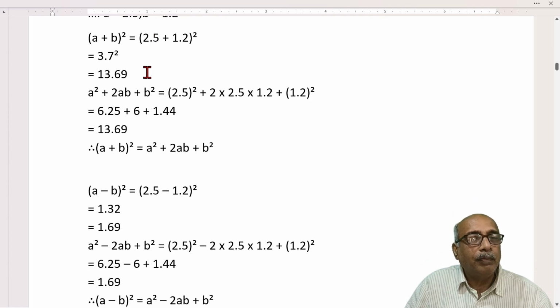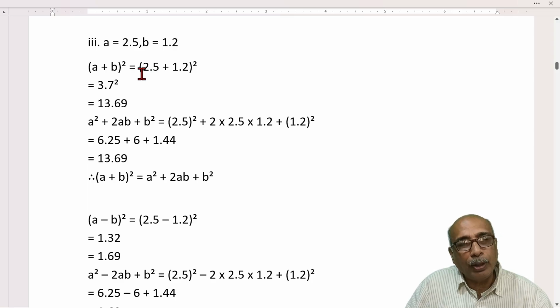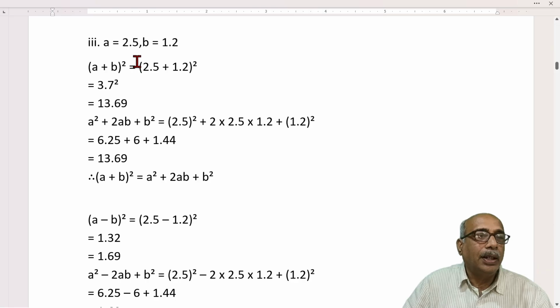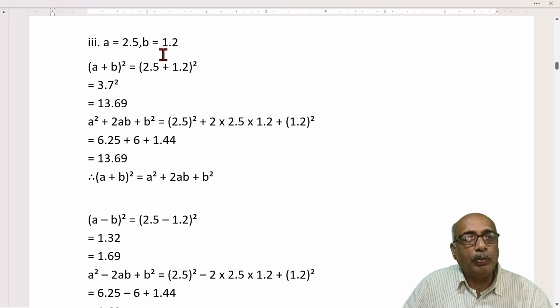Third, here values are given in decimals, nothing else. Method remains the same. a equals minus 2.5, b equals 1.2. (a plus b) whole square equals (2.5 plus 1.2) whole square equals 3.7 whole square. 37 square if you do, you will get 1369. Decimal point after 2 digits, it will be 13.69. Similarly, substitute the values for a square plus twice ab plus b square and simplify, you will get 13.69. So we can verify (a plus b) square equals a square plus twice ab plus b square.